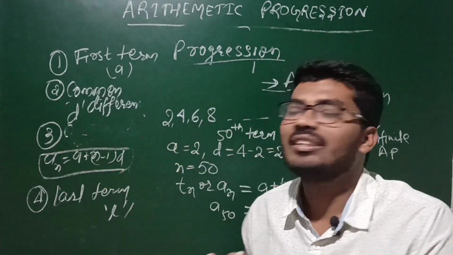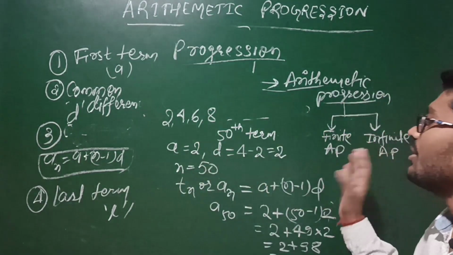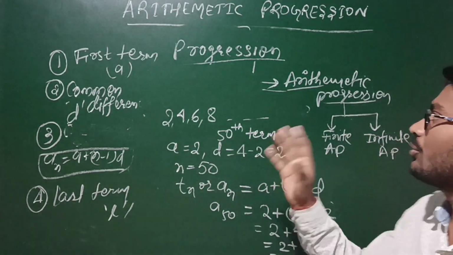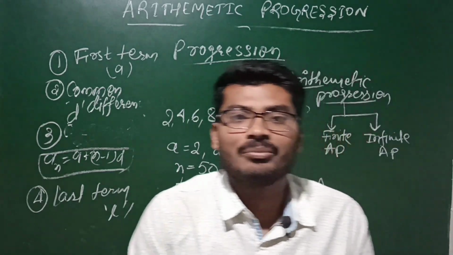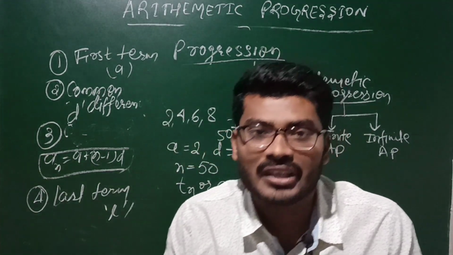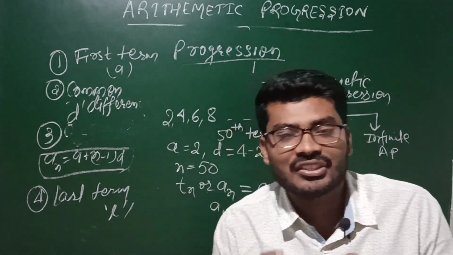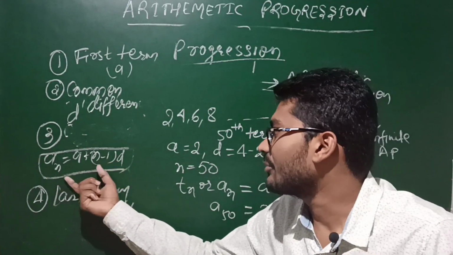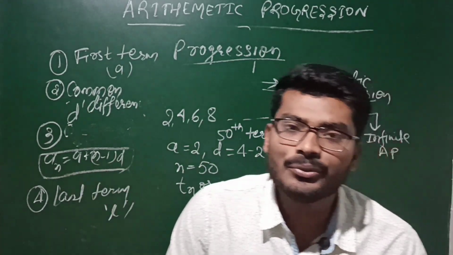We can easily find the nth term of any AP by using this formula. So in arithmetic progression, the nth term can be represented by the general formula An is equal to a plus n minus 1 into d.